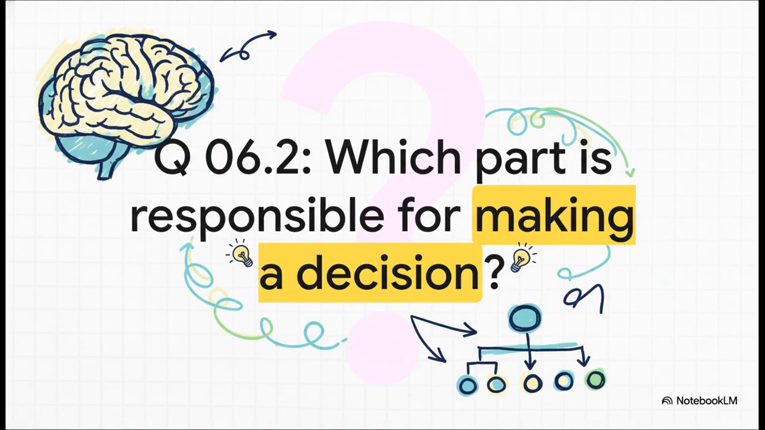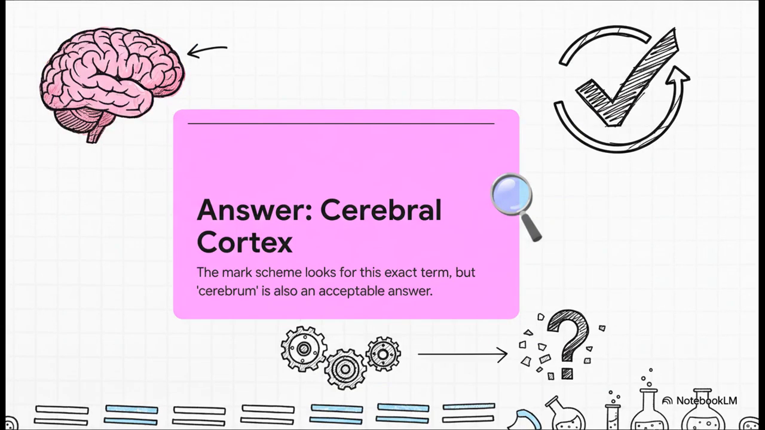Next, let's look at 6.2, another 1 marker. Name the part of the brain that is responsible for making a decision. This time, no multiple choice. You've got to pull the name out of your memory. And for a question like this, precision is absolutely everything. The mark scheme is looking for the specific term cerebral cortex. Now, it does say cerebrum is also an acceptable answer, which is good to know, but using these exact terms is what locks in that mark for you.